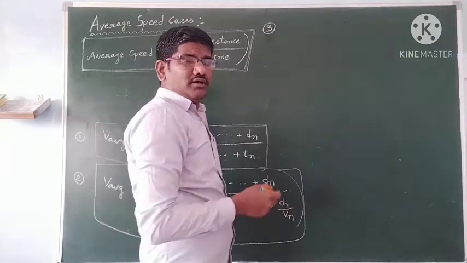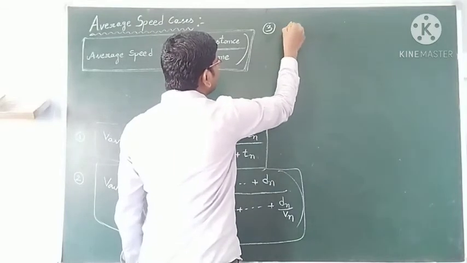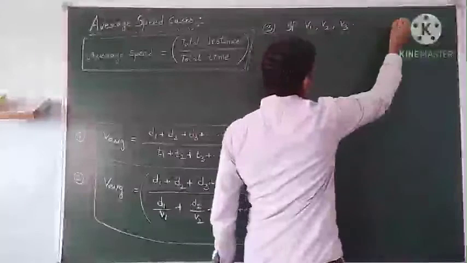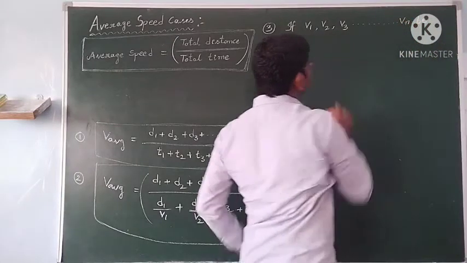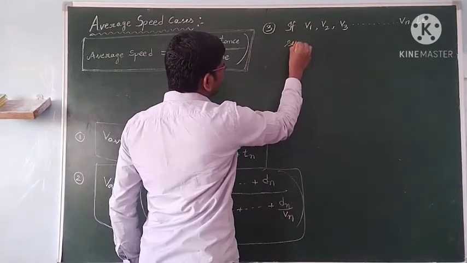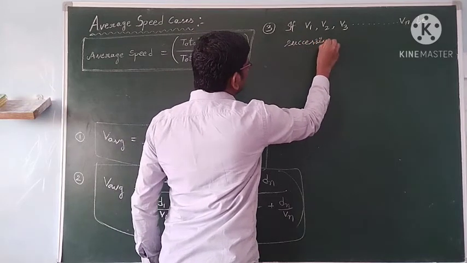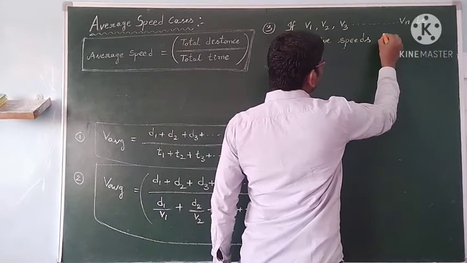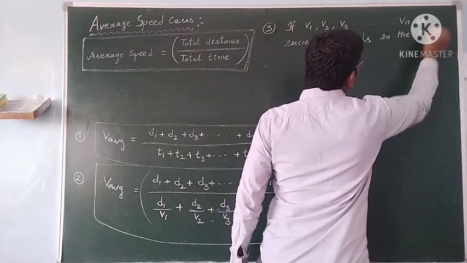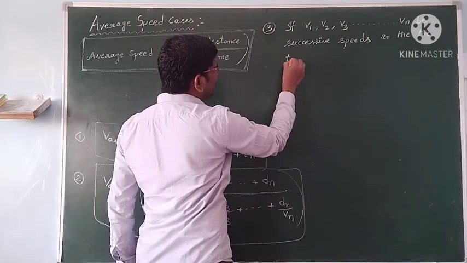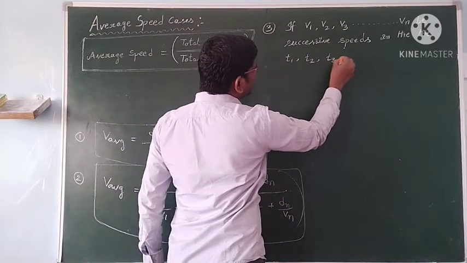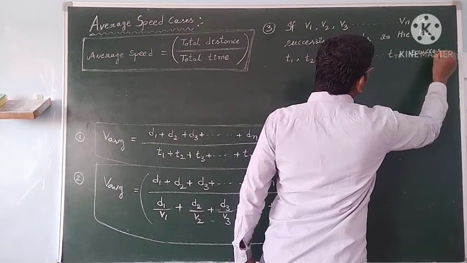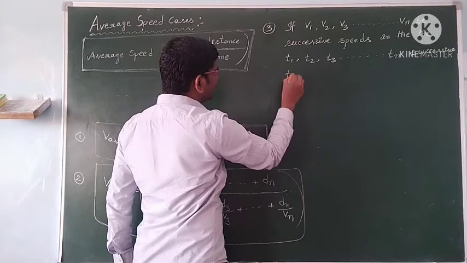Okay, if V1, V2, V3, so on Vn be the successive speeds in the T1, T2, T3, so on Tn successive time intervals.